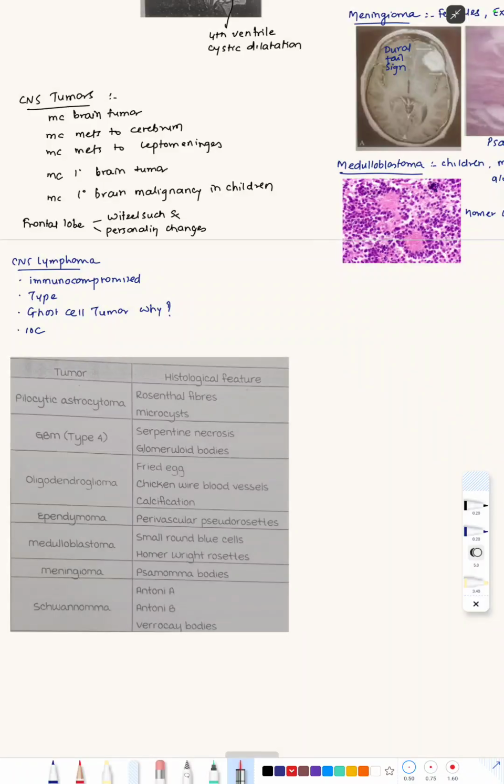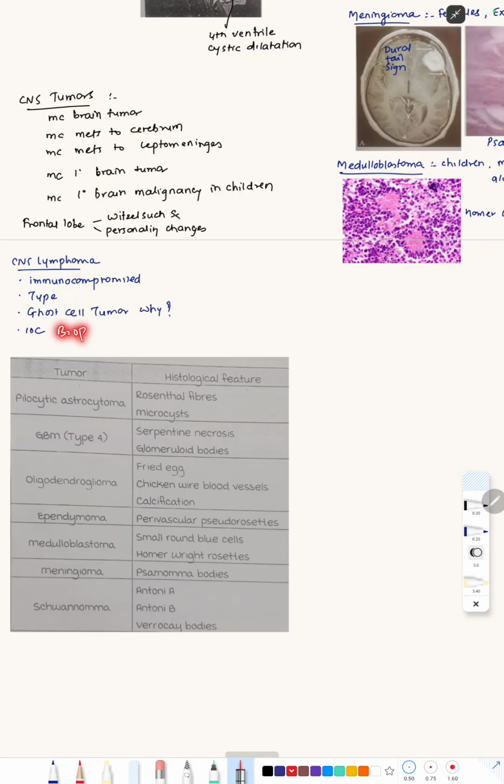Then CNS lymphoma is seen in immunocompromised patients, that is HIV and post-transplant patients. The type is a B-cell, diffuse large B-cell lymphoma. It's called a ghost cell tumor. Why is it called a ghost cell tumor? Because it is steroid responsive in nature. Upon giving steroids to this patient, this tumor will disappear on the further MRI. So the investigation of choice remains to be the biopsy.